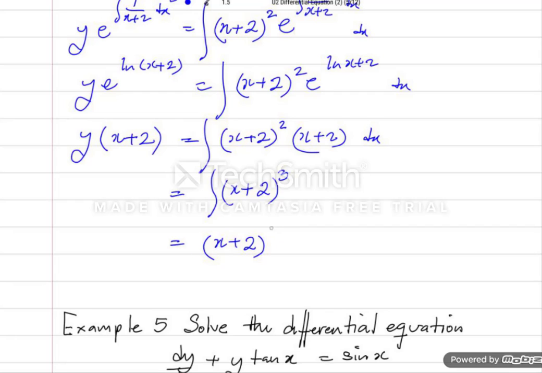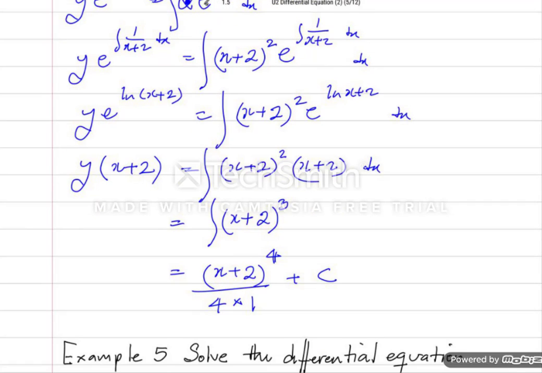(x + 2) to the 4th power, divided by the new power, which is 4, times the differential of, and also divided by the differential of the inside function, which is just what? 1. Plus c, which is the constant of integration.